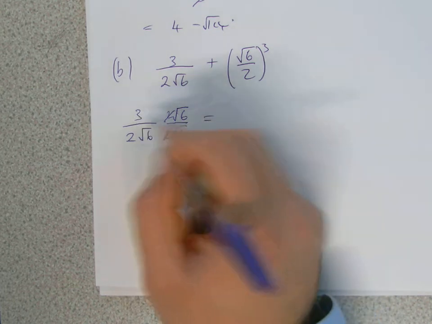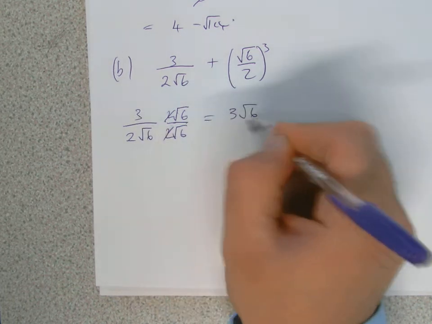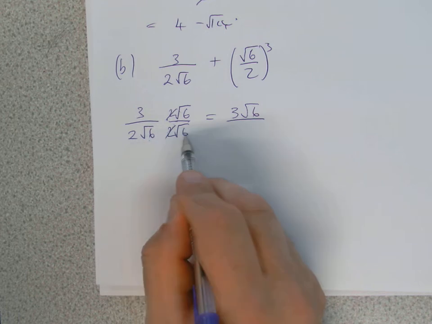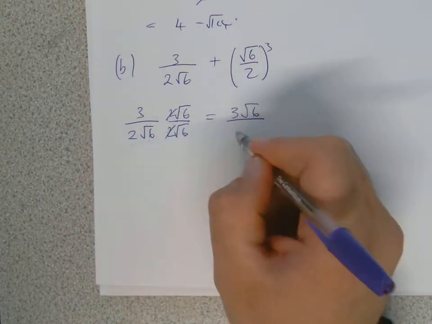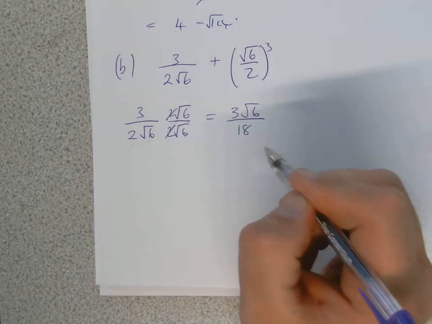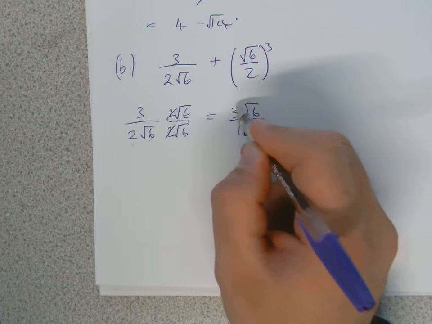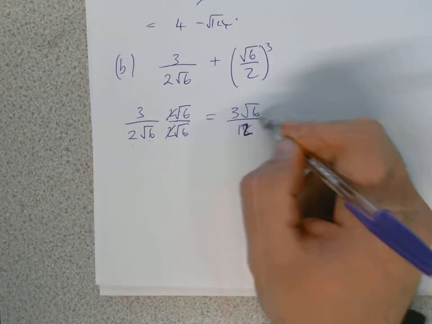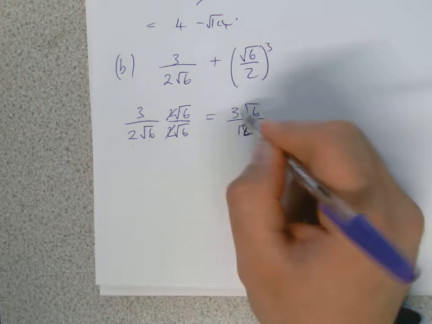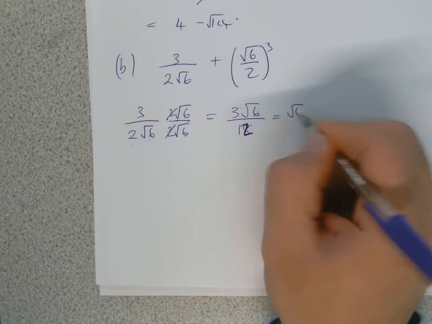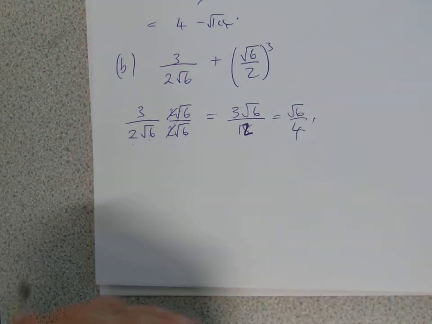So on the top, 3 times root 6 is 3 root 6. On the bottom, root 6 times root 6 is 6, times the 2 is 18. Okay, no, times the 2 is 12, isn't it? So you've got 3 root 6 over 12. 3 over 12 simplifies to be a quarter, so you get root 6 over 4. Okay, that's the first bit done.